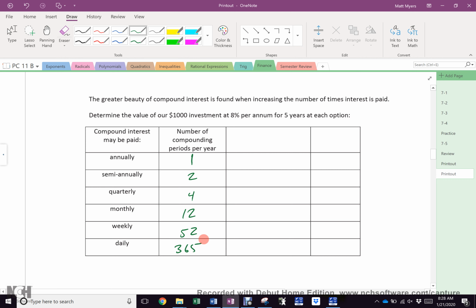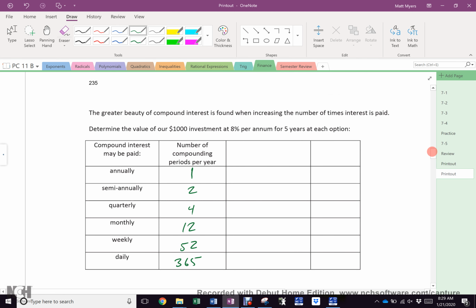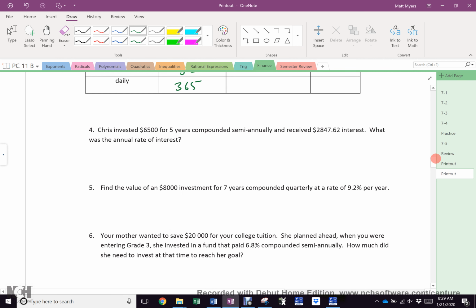Okay? Now, we could do all our values here, but I don't think we're gonna. We're gonna run through this equation a few times. Again, we're gonna set up the equation. I'm not gonna do the answers. Chris invested $6,500, 5 years, compounded semi-annually, and received that interest. What was the rate? So we remember, A equals P times 1 plus R over N to the Tn. So what can we fill in here?